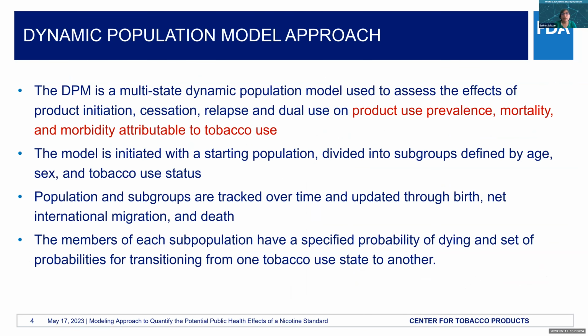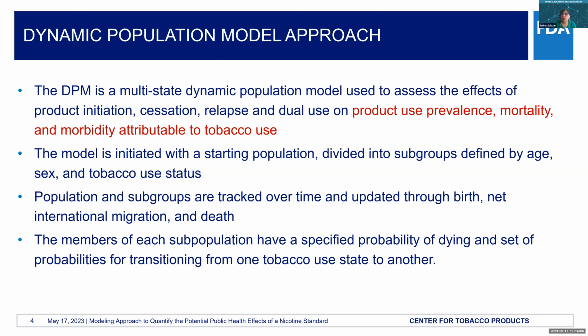The DPM model, this is just a brief summary of that model, could be seen as a multi-stage model that considers tobacco use behaviors such as product initiation, cessation, switching, and dual use from one or more tobacco products, and assesses the effects of that data on projected product use prevalence, mortality, and morbidity outputs attributable to tobacco use. The model is initialized with a starting population stratified by age, sex, and tobacco use status, taking into consideration the number of tobacco products predefined in the simulation setting.